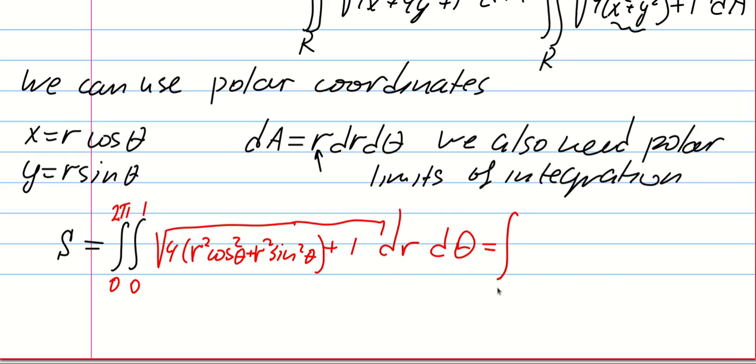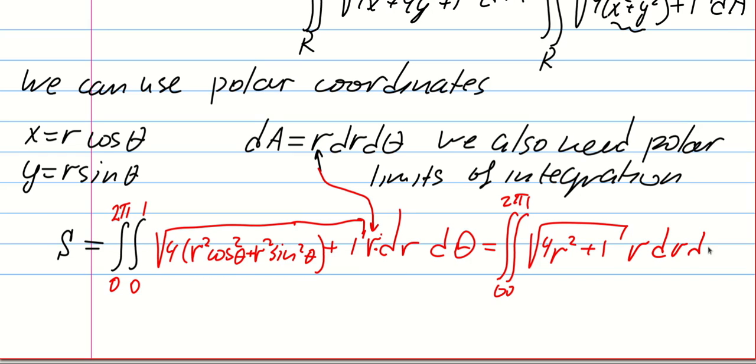So if we do this out, we factor out r squared, so we're going to get 1 for cosine squared plus sine squared. And our formula becomes the square root of 4r squared plus 1. And here I forgot, sorry, it should be r here too, because it has to be this r. So it's going to be r dr d theta.